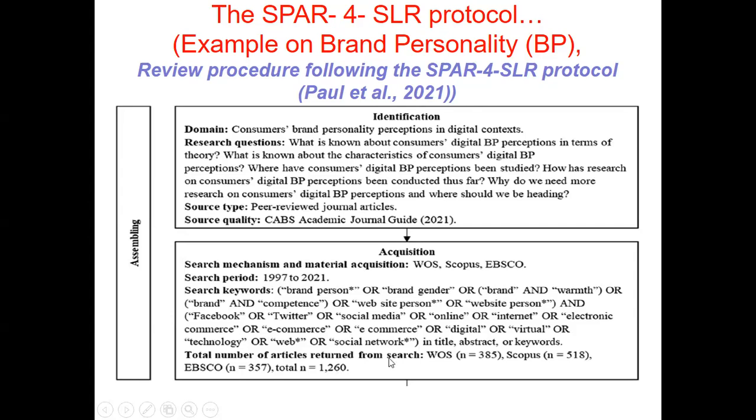Total number of articles returned from search. For example, in this case, they were able to retrieve 385 articles from Web of Science, from Scopus, 518 articles. So you can see it's a bulk of information. You have to systematically screen it down. And then from EBSCO, 357, total 1,260, okay?